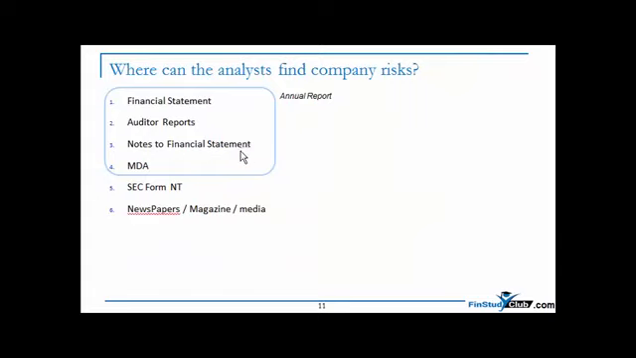So moving to the last slide of this reading, fairly simple. Where can an analyst find the risk related to the company? Obviously, the annual report is one of the biggest sources, and therein you have different components like financial statements, the auditor reports, the notes to financial statements, management discussion and analysis. These are all the commonsensical reading that must be done by the analyst in order to analyze a company qualitatively. Very important aspect from the analyst standpoint. And obviously you have some other sources like SEC forms NT, newspapers, magazines, media, credit rating agencies, etc. So all in all, pretty simple and qualitative, this was reading number 21.